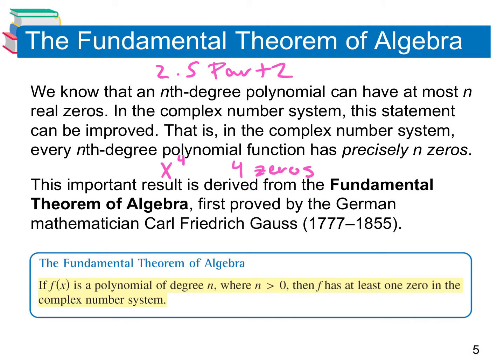For part 2, we're working backwards, so it's going to give us the zeros, and we're going to come up with a polynomial. So if we have 4 zeros in our answer, we know our polynomial is going to be x to the 4th power.